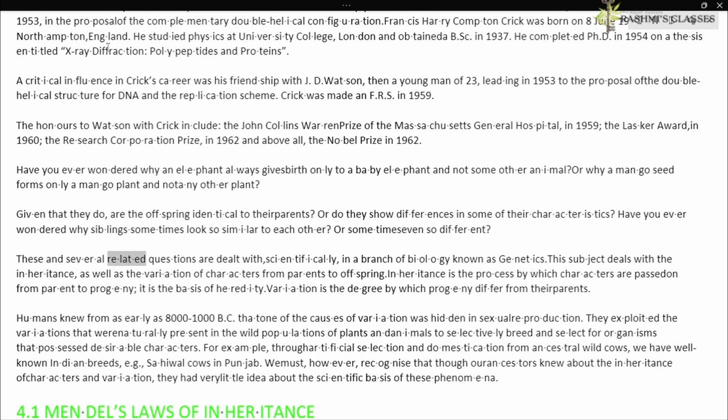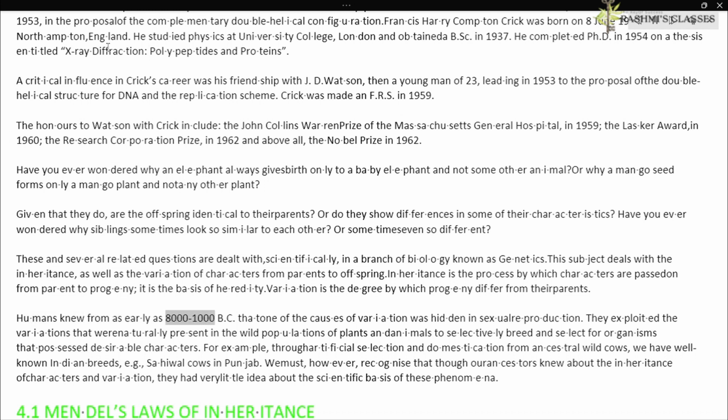These and several related questions are dealt with scientifically in a branch of biology known as genetics. This subject deals with the inheritance, as well as the variation of characters from parents to offspring. Inheritance is the process by which characters are passed on from parent to progeny. It is the basis of heredity. Variation is the degree by which progeny differ from their parents.